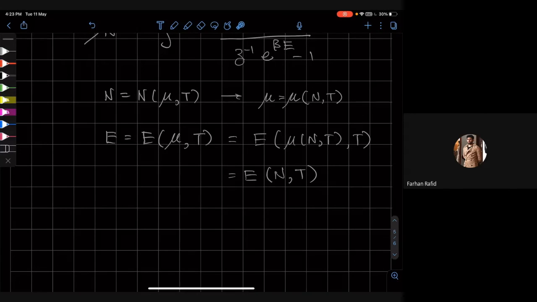Okay? All right, that's a very good question, and this is basically the price that we have to pay for having worked in the grand canonical ensemble. This sort of gymnastics that we have to do.